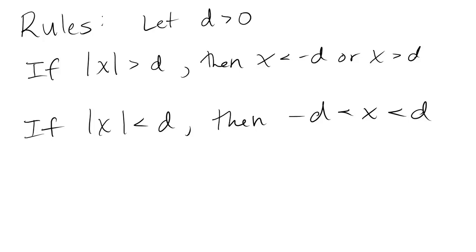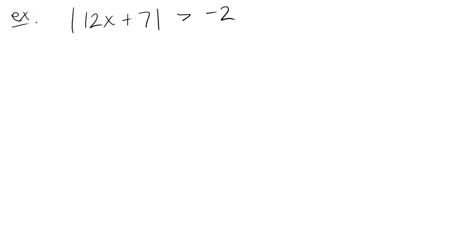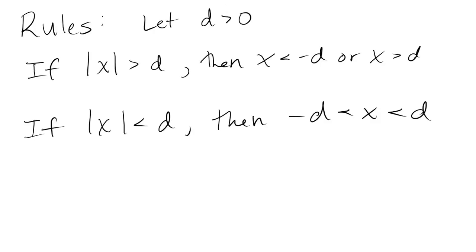Now, one important part of this rule is that the number on the right has to be greater than 0. If the number on the right is not positive, you're still considering cases, but the cases won't be this. It's a special case. Let me give you an example. This one says the absolute value of 12x plus 7 is greater than negative 2. Don't start by going back to our rules. Our rules don't apply because d is not greater than 0 here. The number on the right is negative.